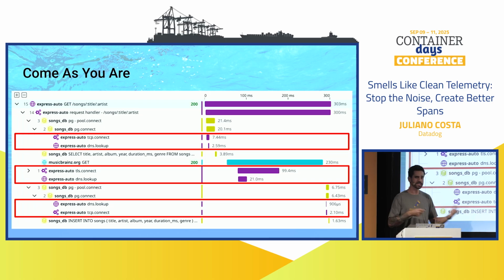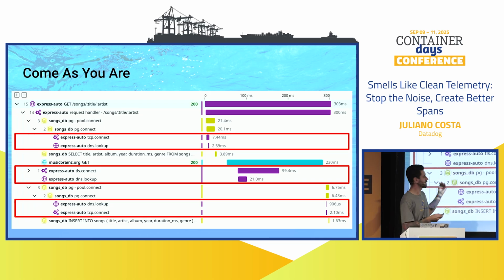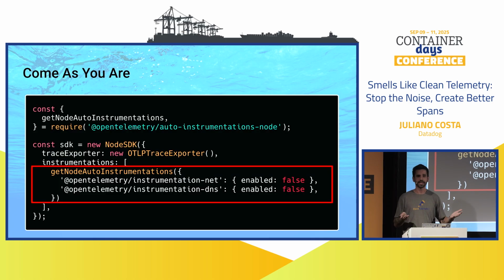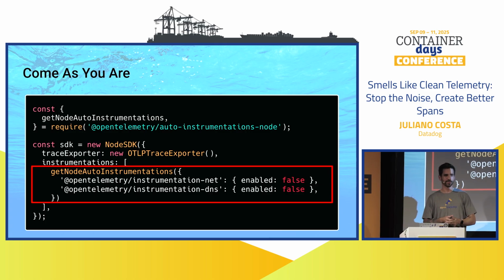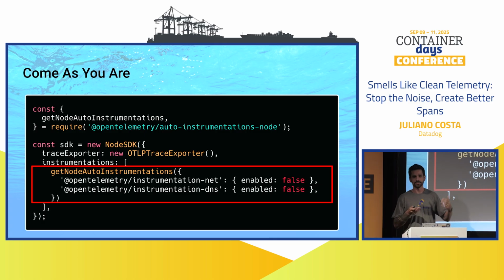So check with your peers. If you don't think this is useful, just disable them. You, your team, and your bill will thank you later. Each language has its own way of disabling the instrumentation. Just check the OpenTelemetry docs and you'll find it. So here I'm disabling the instrumentation net and instrumentation DNS.